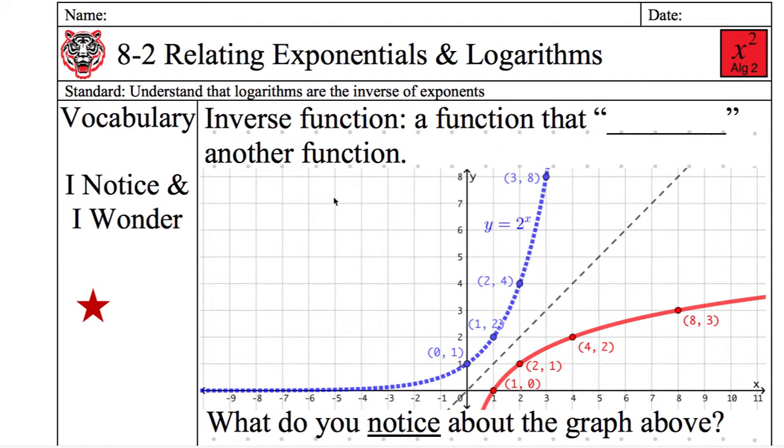All right, so we are on lesson 8-2. Unit 8 is about exponentials and logarithms. Today's date is April 17th, 2019. Make sure that you have the date and your name on the paper.